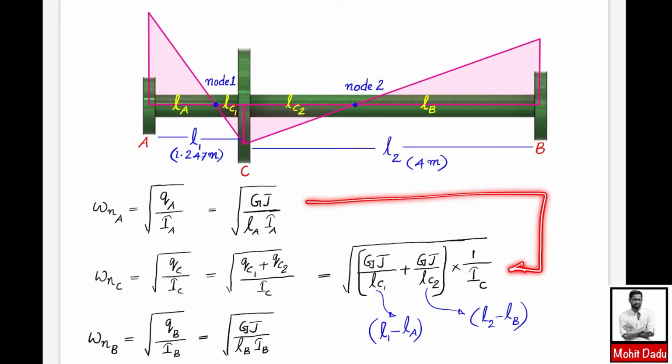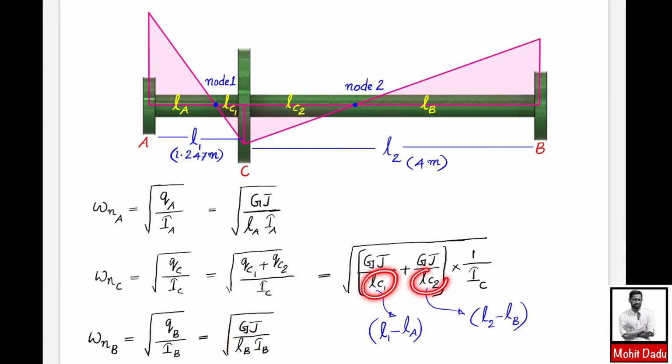So you can equate all these frequencies with respect to each other to find the value or to locate the node properly. Here the only unknowns are actually LA and LB. So here one unknown LA is coming, here the second unknown LB is coming, but LC1 and LC2 you can represent in terms of LA and LB. So we will be solving, and that procedure is coming now.